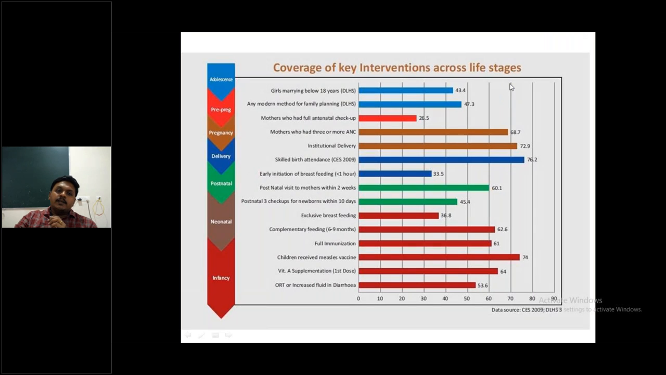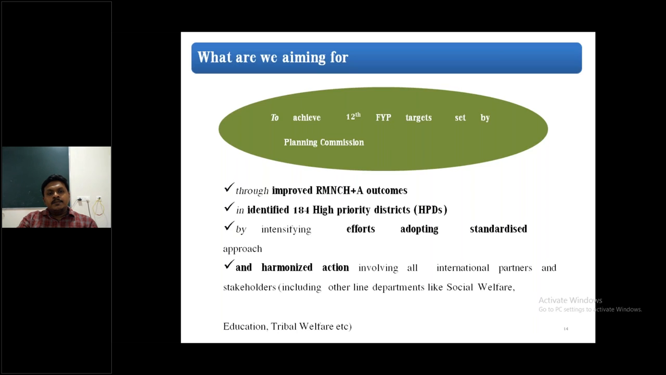These are the essential commodities, and this is the coverage of key interventions across the life stages. This is somewhat statistics given by our Government of India. So this is how we aimed. I already told you they have selected 184 high priority districts.